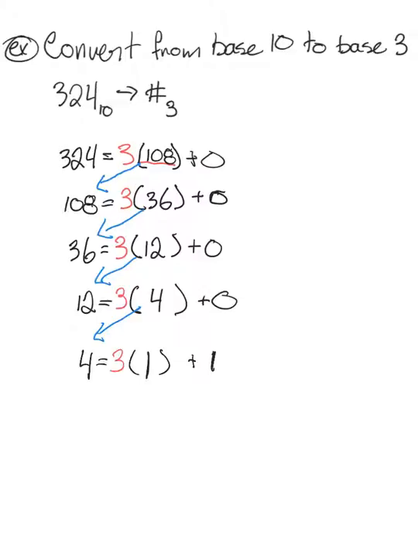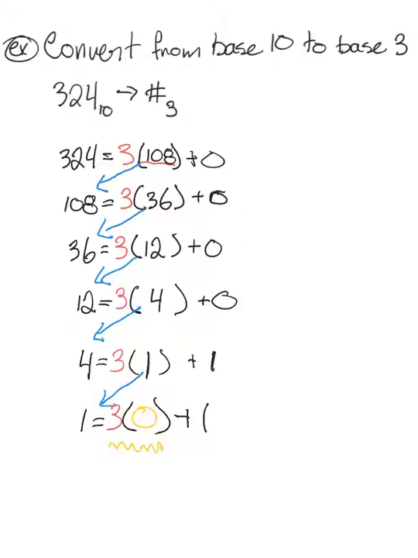Perfect. If we bring that 1 back down again, 1 equals 3 times 0. And that's how we know we're going to be at the end of our steps, because we have reached 0. But anyways, 3 times 0 is 0, plus your remainder of 1. And now you've converted 324 base 10 into a number in base 3.